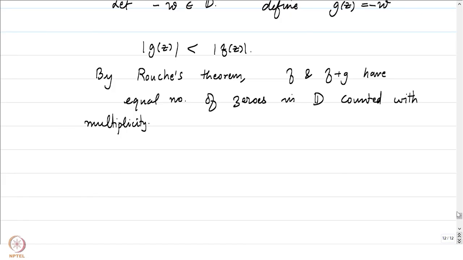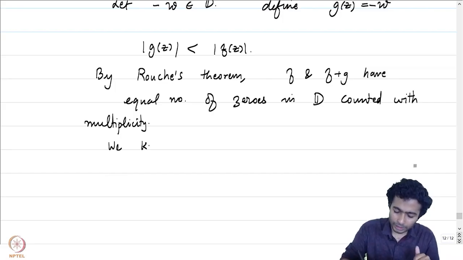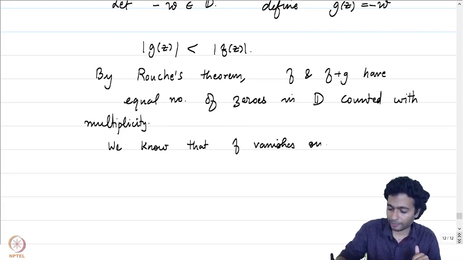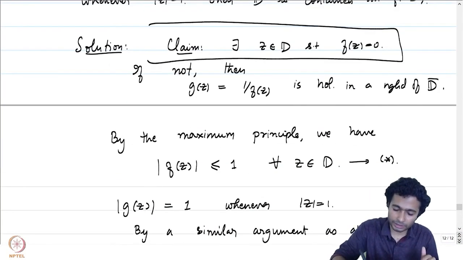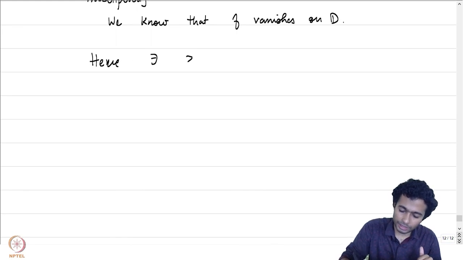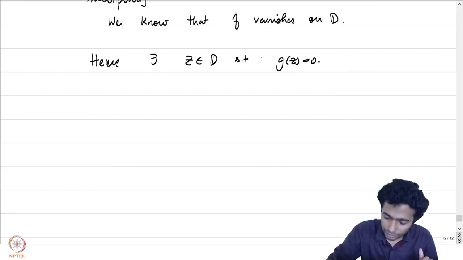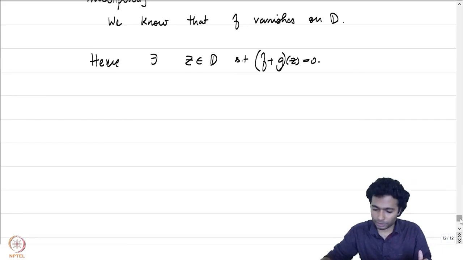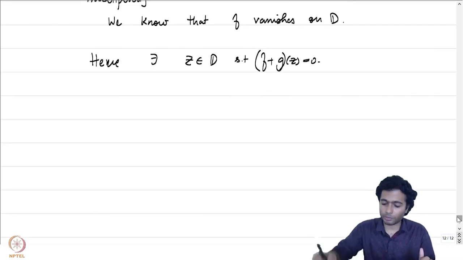So, the number of zeros in D counted with multiplicity of both F and F plus G are going to be the same. We know that F vanishes on D by our previous claim. The claim was that there exists some Z such that F of Z is equal to 0, and hence by Rouche, there exists some Z in D such that F plus G of Z is equal to 0. Rouche's theorem said equal number of zeros, so F plus G will turn out to be equal to 0. But what is F plus G of Z?